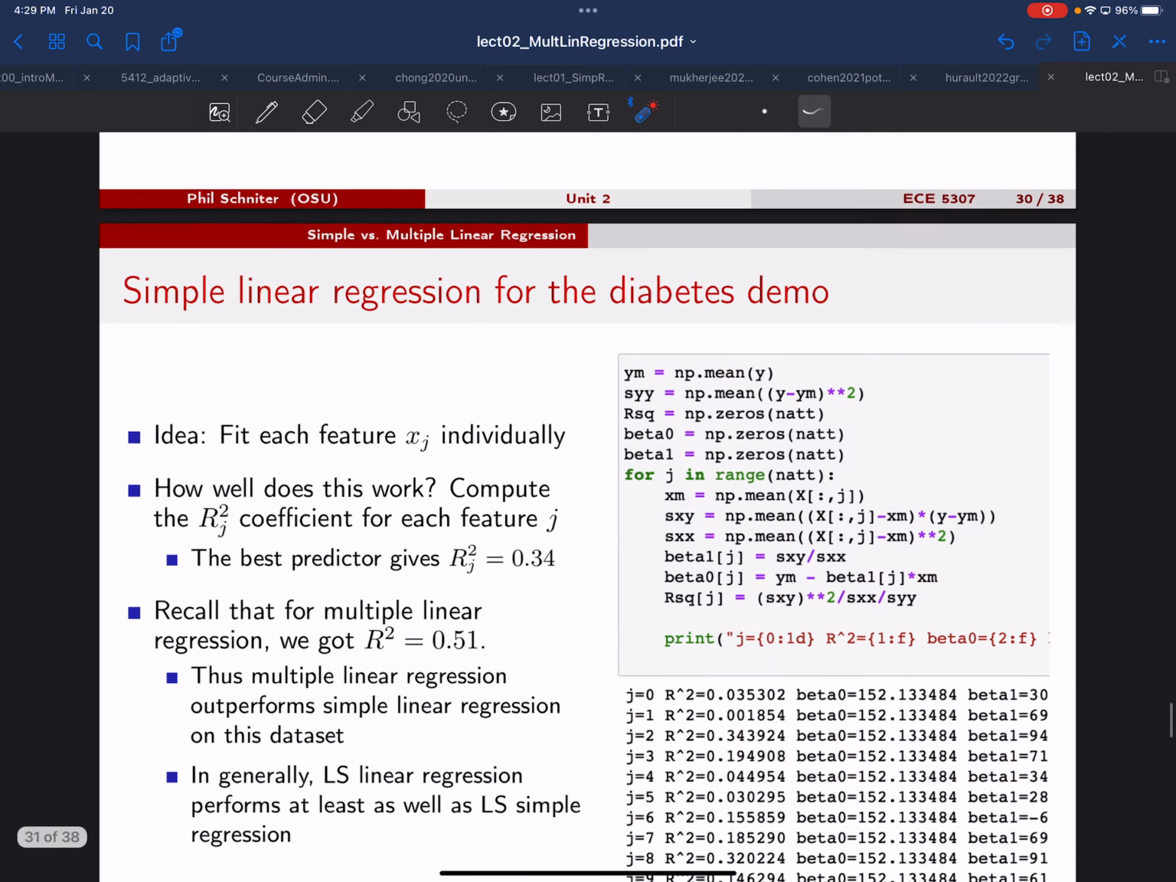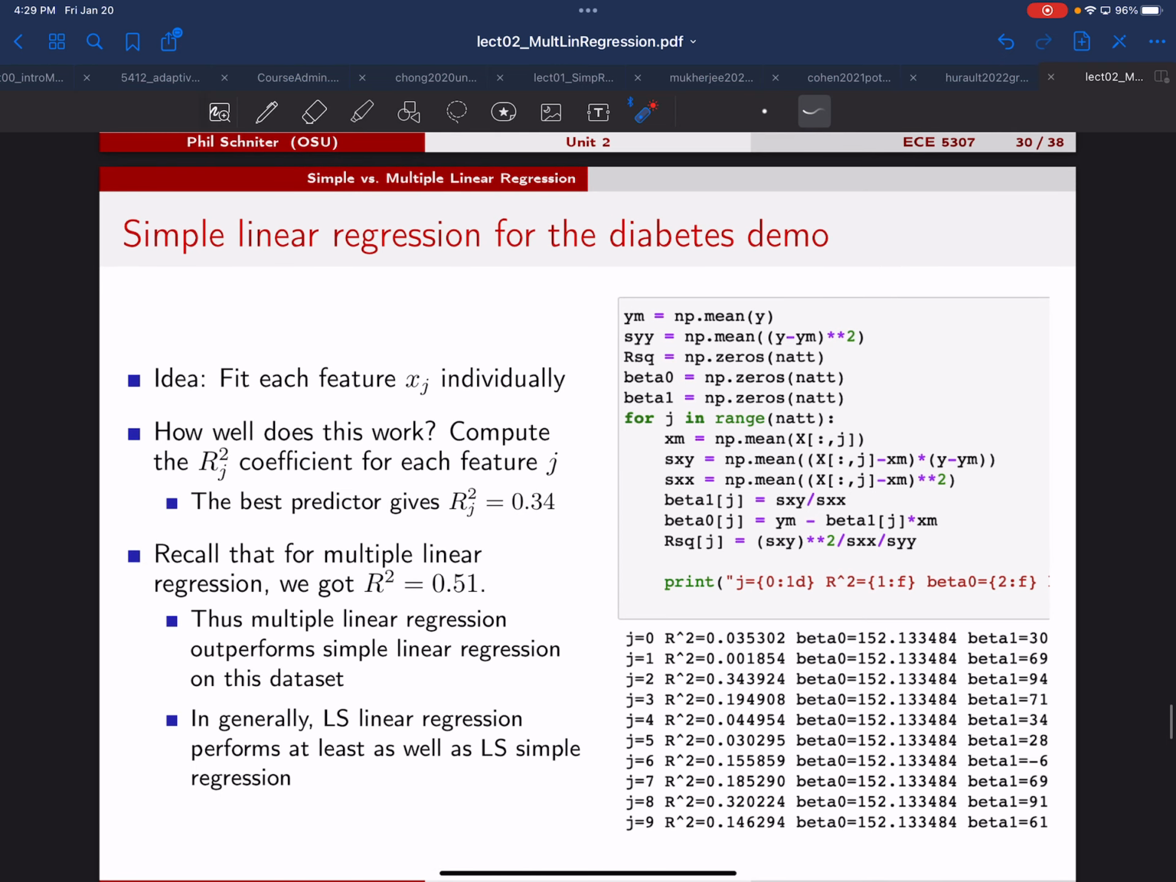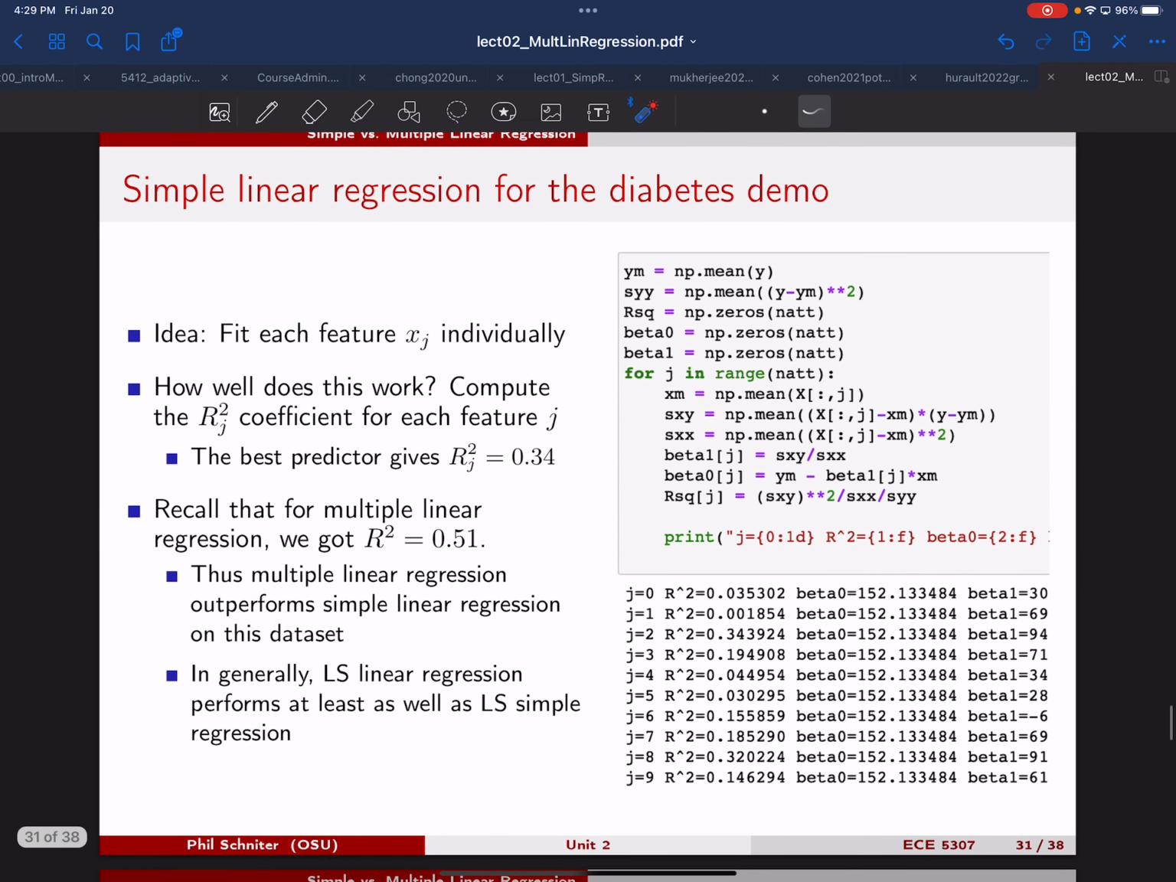But let's see this a little bit more. This is the diabetes demo. In this little piece of code, we've gone through all of the 10 features one at a time to see how good each feature is for prediction of the target. We printed out the 2 beta coefficients, using feature j equals 0 or j equals 1 and so on, as well as the r squared that you get.